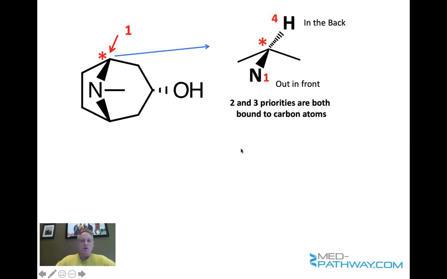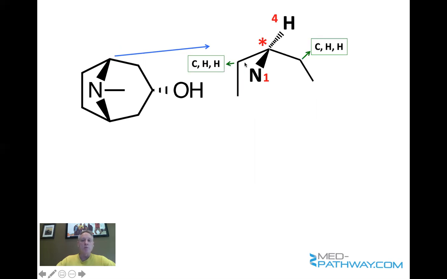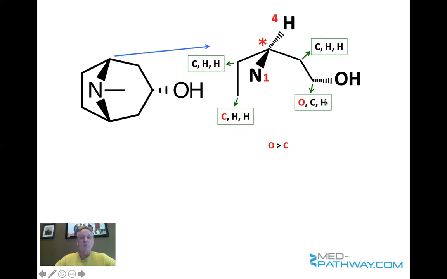carbons here. So priorities 2 and 3 are more difficult to assess because they're each bound to carbons, which have equal priorities. So what we do is we go into overtime and we start looking at the ones that are next to it. And when we do that, what we see is that there's a CHH over here and there's an OCH over here. And then the O is higher atomic number than the C. So that means that the carbon over here is priority 2. So we've assigned our priorities 1, 2, 3, and 4.